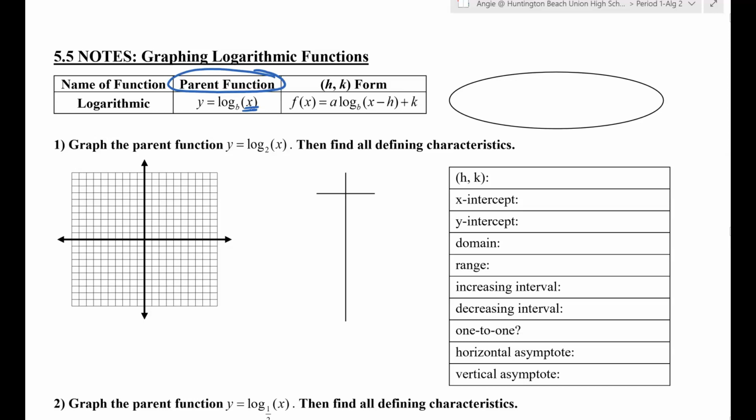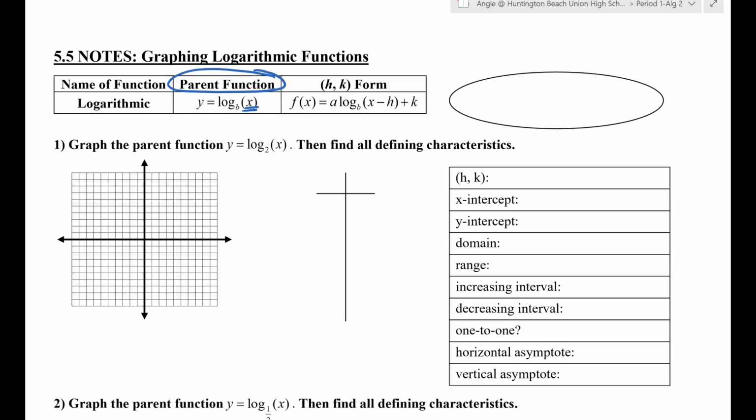A is still going to be, if it's negative, then it's a vertical reflection. If it's in between 0 and 1, then that is going to be a vertical compression. If it's bigger than 1, then that's going to be a vertical stretch. H is still a horizontal shift right or left, and K is still going to be your vertical shift up or down depending on if it's positive or negative, okay?